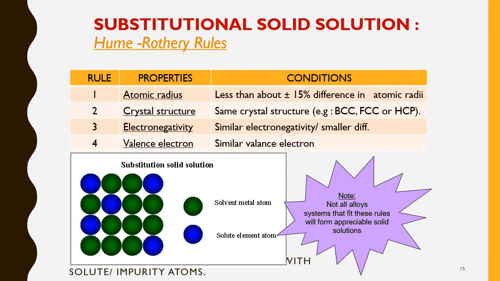So in order for us to know whether it is a substitutional solid solution, we must apply the Hume-Rothery rules. In this rule, we have 4 rules. The first one is the atomic radius. In order for us to choose the material to be added, we first take a look at the atomic radius. The atomic radius must be less than 15% different.